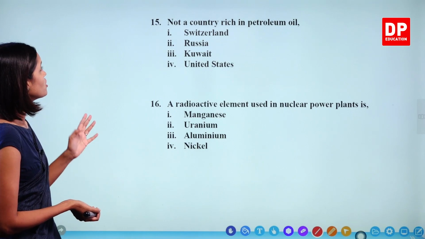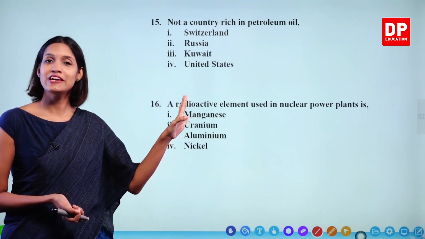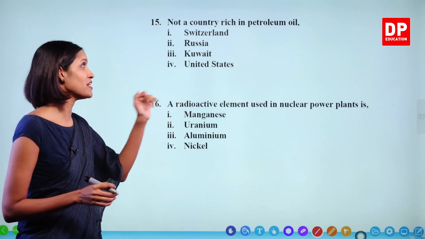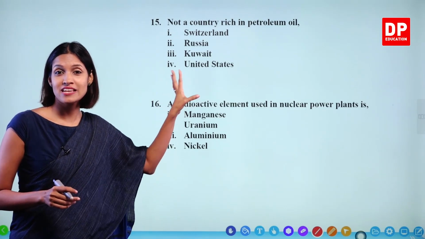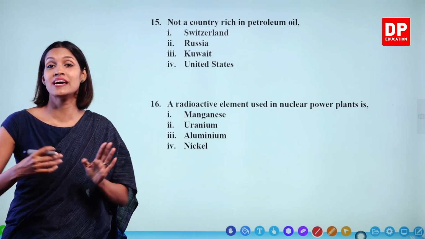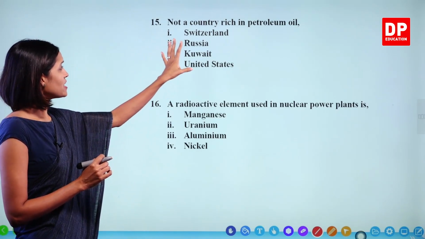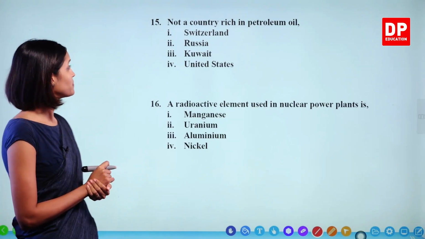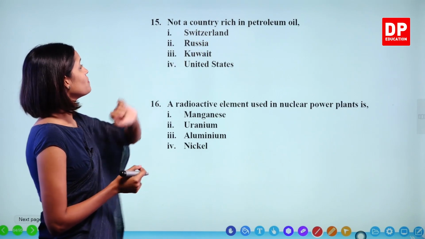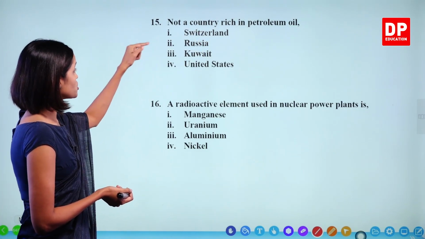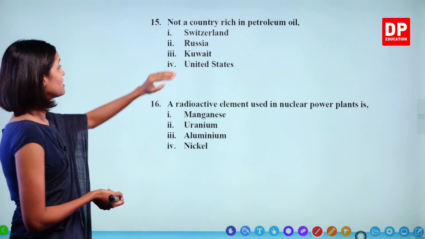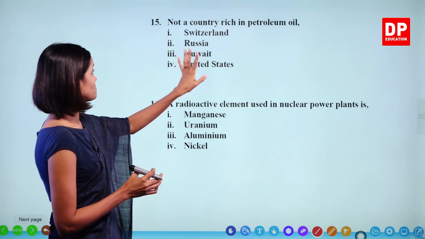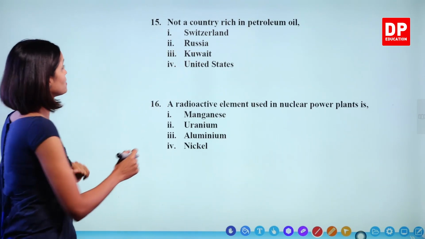Number 15. Not a country rich in petroleum oil. Now I explained what the countries with petroleum oil are. I told you that you can find information about these types of countries from the internet and from the atlas. I explained that most of the time Middle East countries are rich in petroleum oil. So, not a country rich in petroleum oil: Switzerland, Russia, Kuwait and United States. We learned that Russia, Kuwait and United States have petroleum oil, but Switzerland doesn't.